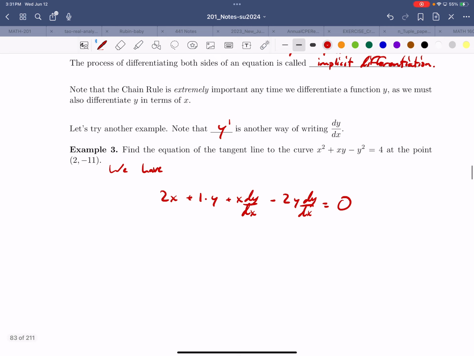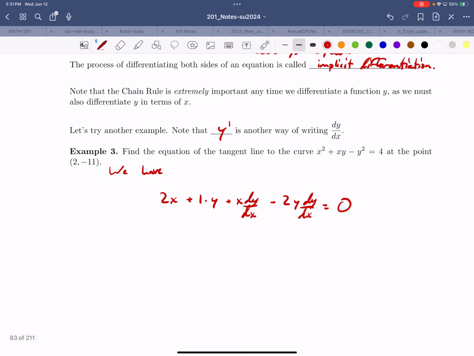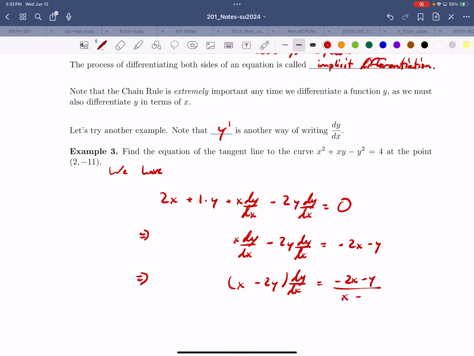So now at this point we want to clean this up. All the dy over dx terms can stay on the left side, everything else goes to the right. So we're going to have x dy over dx minus 2y dy over dx equals negative 2x minus y. And then we're going to factor out the dy over dx from x minus 2y. And then at this point, we just divide.